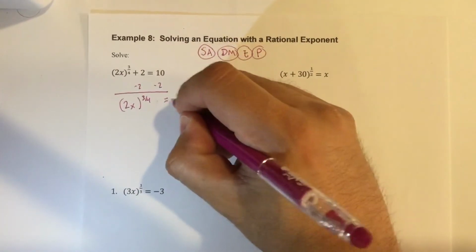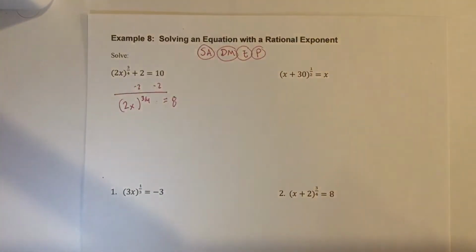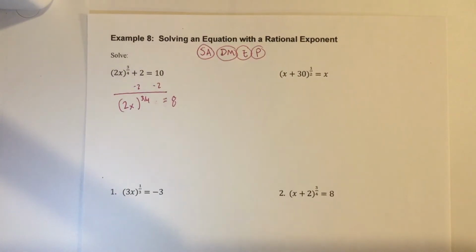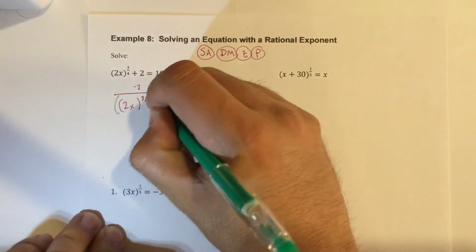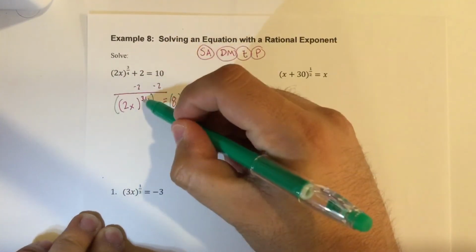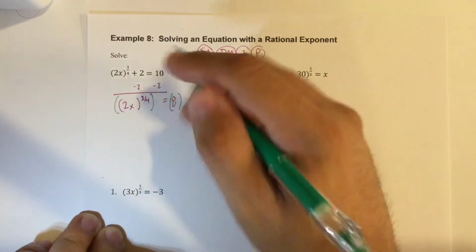So you see that 3/4 power. Before, we could just raise it to the root. But here, since it's a fraction, what we're going to do is raise it to the reciprocal. So the reciprocal means to take the fraction and flip it over. So I'm going to put parentheses around here. And the reciprocal of 3/4 is 4/3.